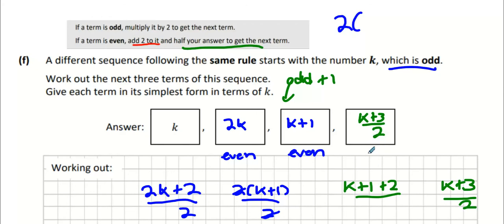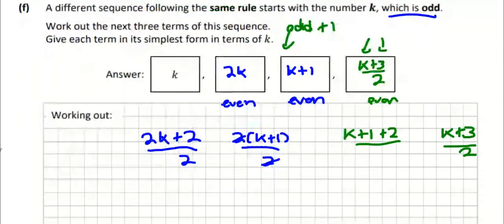You don't have to figure out if this is even or odd, but it would probably be even. Well, it's not necessary. No, it has to divide in equally. So k is odd plus an odd number, which is an even number, divided by an even number, which will still be even. You don't have to work that out anyway, but good to know.